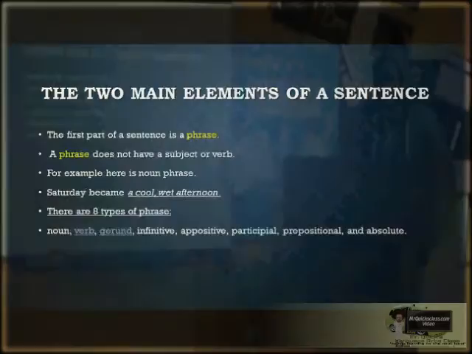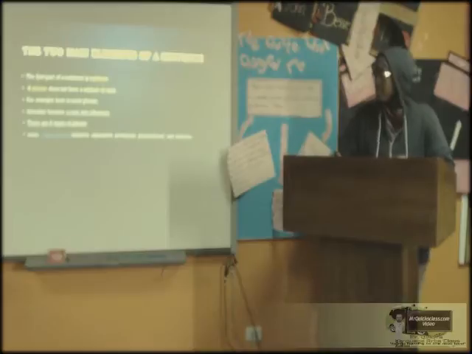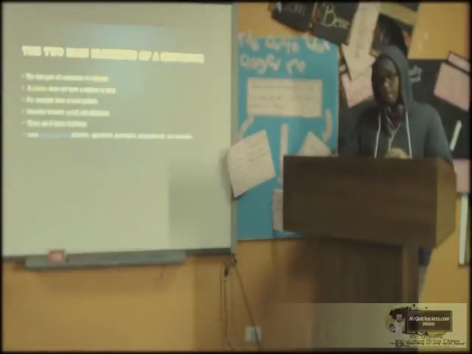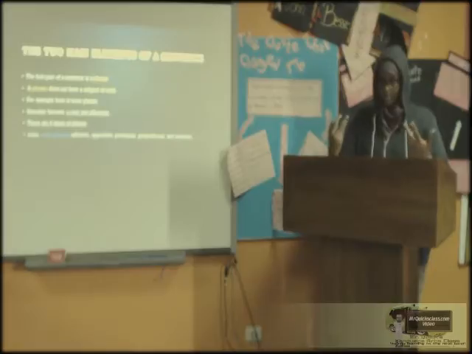Two main elements of a sentence. The first is a phrase. A phrase does not have a subject or a verb. Example: Saturday became a cool, wet afternoon. A cool, wet afternoon is the phrase. There are 8 types of phrase, which are the noun, verb, gerund, infinitive, appositive, participial, preposition, and absolute.